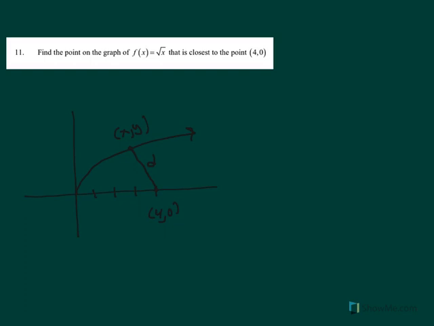So what we're going to need to do to find the minimum distance, we're going to need to come up with a function that represents this distance between these 2 points. One of the points is fixed, the 4, 0, but this point is going to keep changing until we find the point where we have a minimum distance. So we're going to need a distance formula.